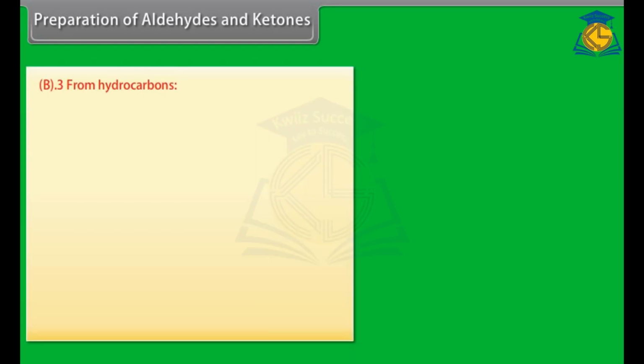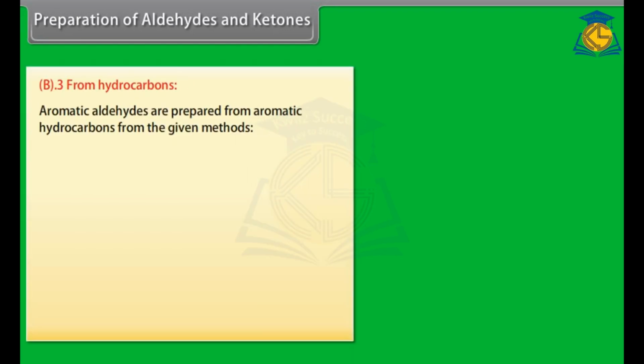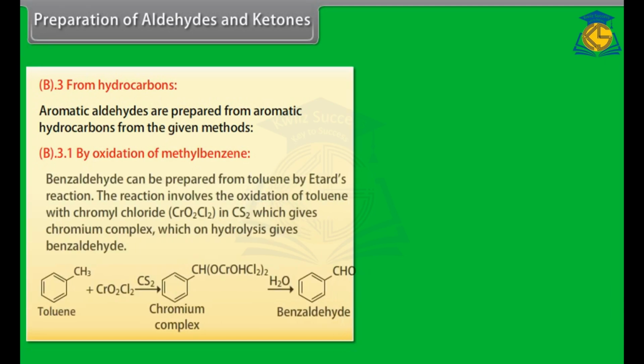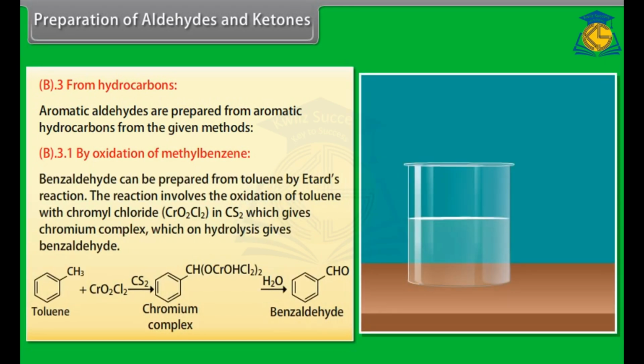Preparation of aldehydes and ketones from hydrocarbons. Aromatic aldehydes are prepared from aromatic hydrocarbons by the given methods. By oxidation of methylbenzene, benzaldehyde can be prepared from toluene by the Etard reaction.